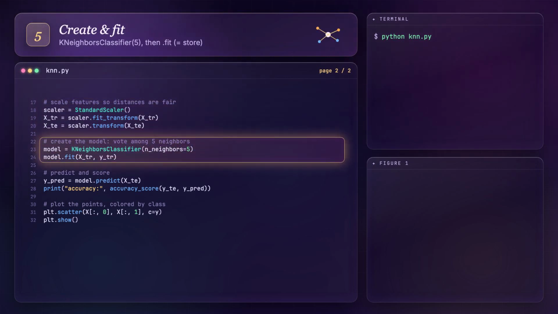Now the model itself. We create a KNeighborsClassifier and tell it to use 5 neighbors, then we call fit. But remember, fitting here is basically just memorizing the training points. There's no heavy math happening yet. All the cleverness is saved for prediction time.